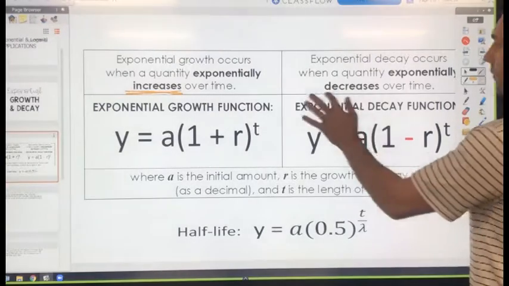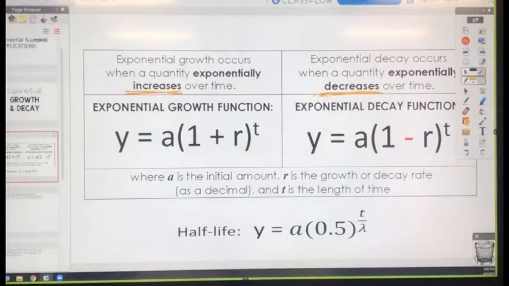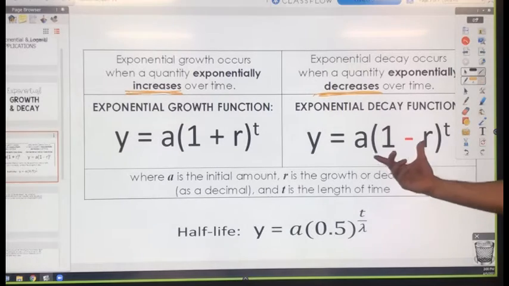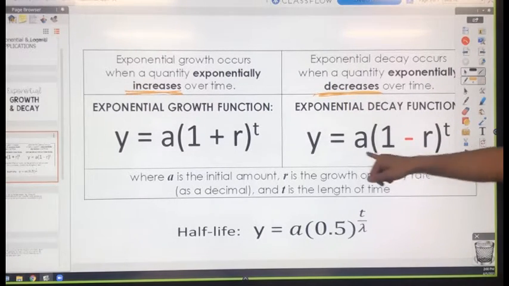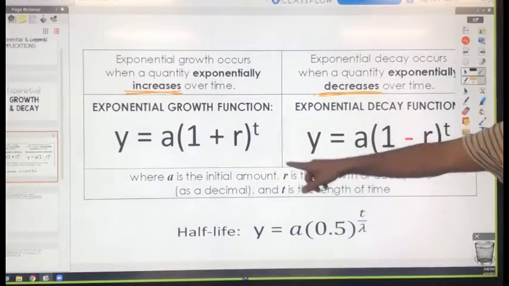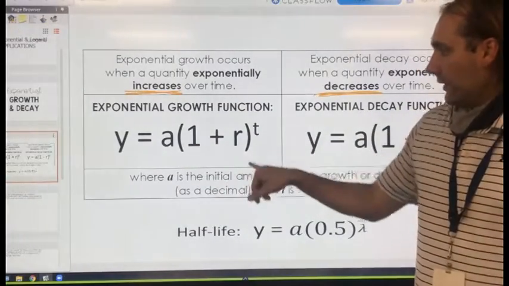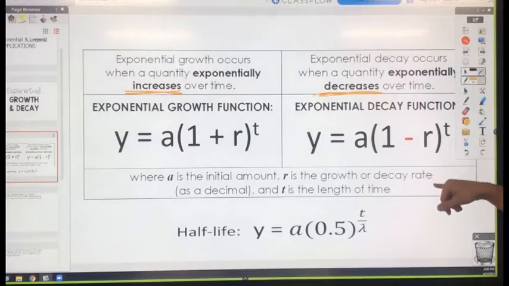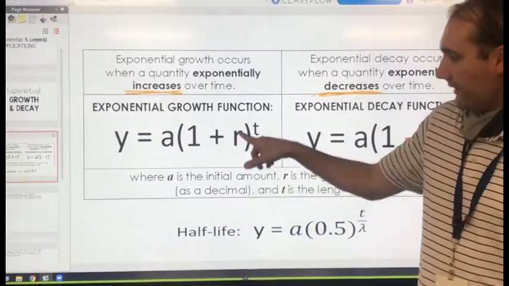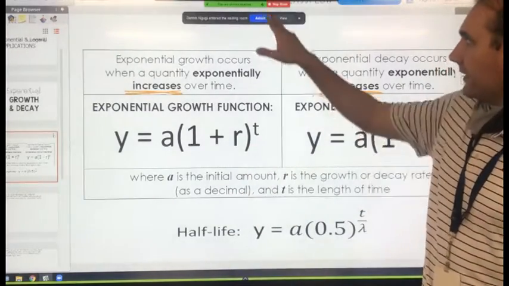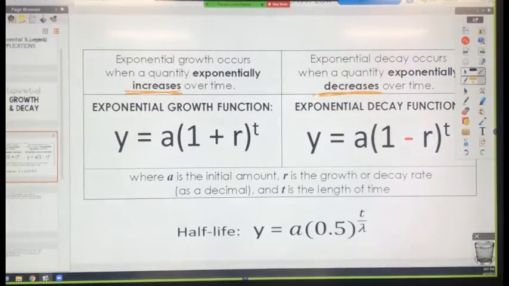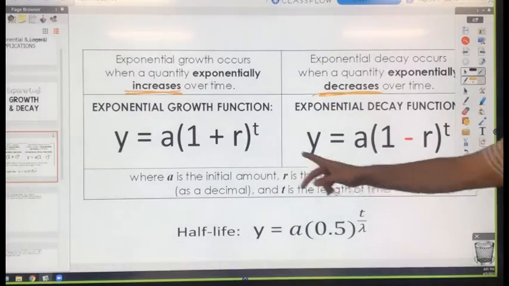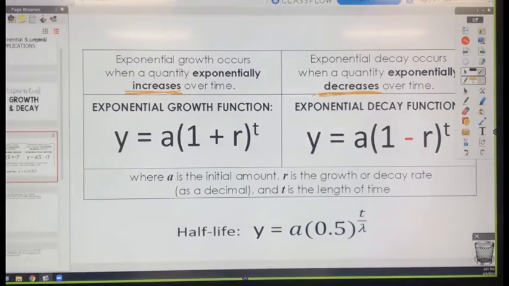If you see something like the word decreasing over time, well, that's exponential decay. You notice the difference. It's the same formula except for subtraction. You're subtracting r. Now, a is going to be our initial amount, so what we start with. R is our rate of growth or decay, and notice this should be as a decimal here. So if you have something like 90%, then that should be 0.9. And t is our time, the length of time you are increasing or decreasing.